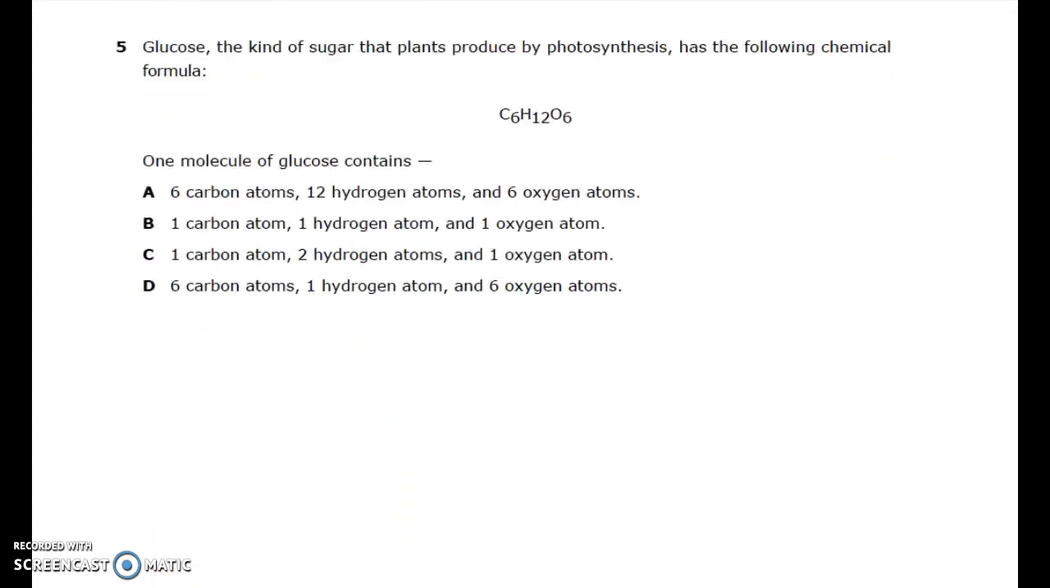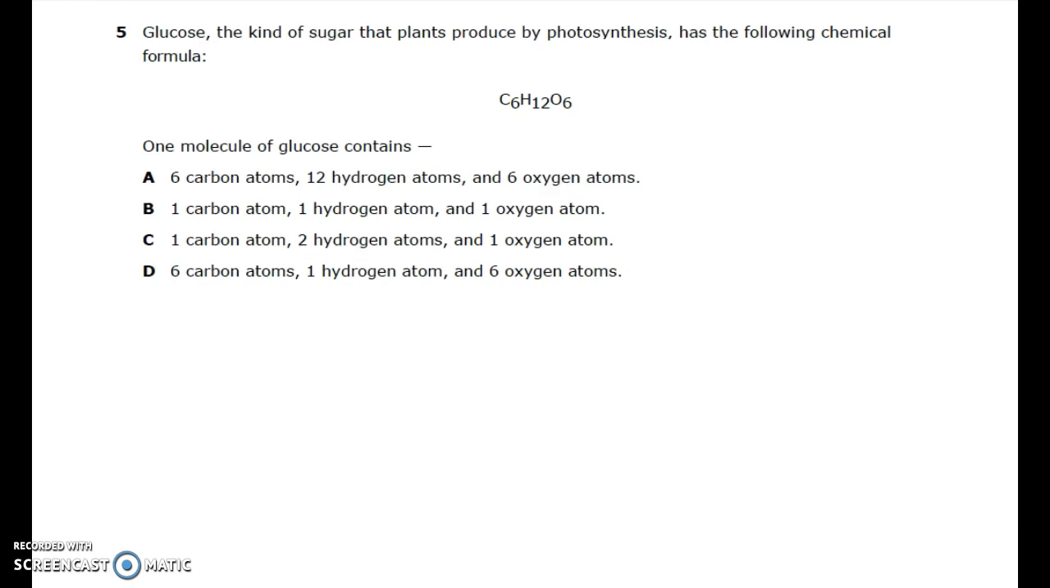Number 5. Glucose, the kind of sugar that plants produce by photosynthesis, has the following chemical formula. 1 molecule of glucose contains A. 6 carbon atoms, 12 hydrogen atoms, and 6 oxygen atoms. B. 1 carbon atom, 1 hydrogen atom, and 1 oxygen atom. C. 1 carbon atom, 2 hydrogen atoms, and 1 oxygen atom. Or D. 6 carbon atoms, 1 hydrogen atom, and 6 oxygen atoms.